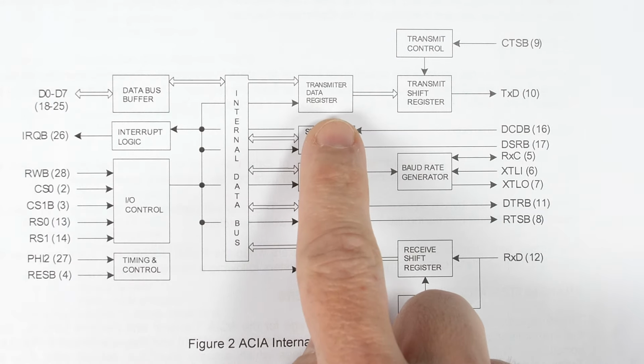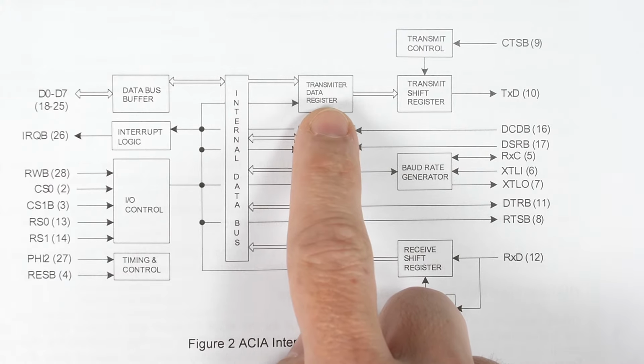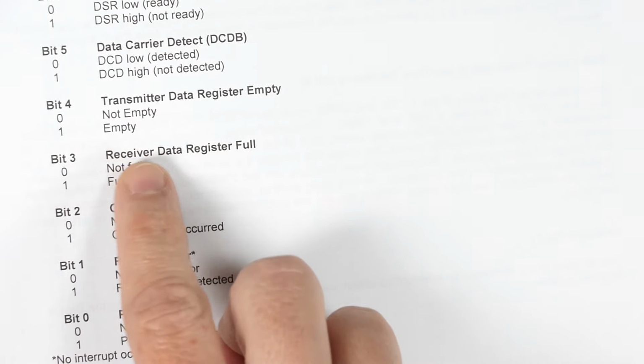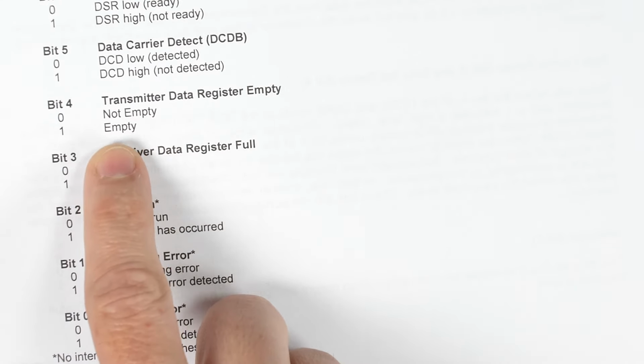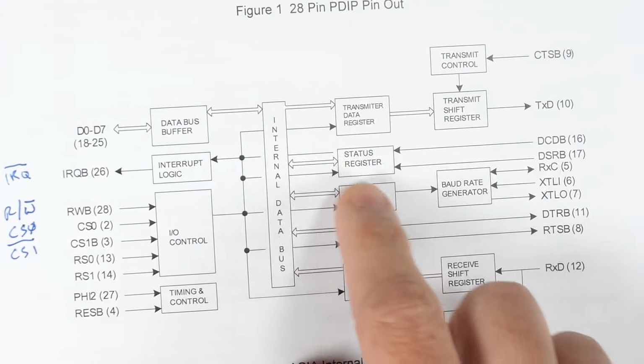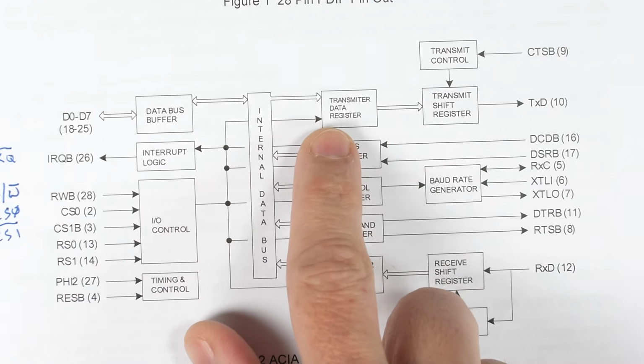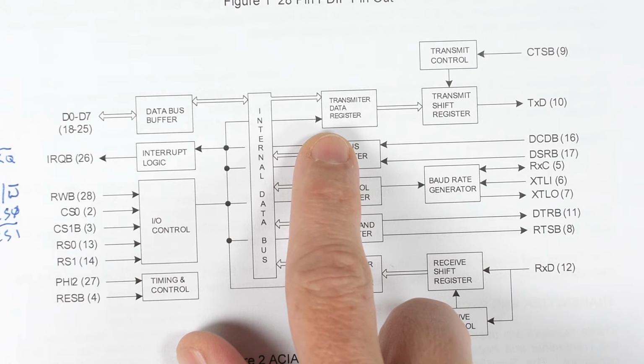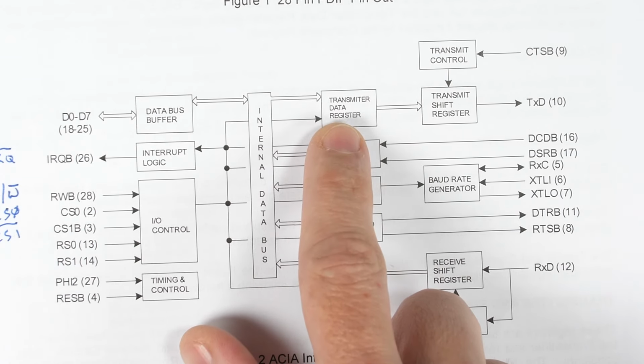But remember, when we write a character to the transmit data register, we are supposed to wait until the transmit data register empty bit indicates that it's empty. Otherwise, if we just call that subroutine again to write another character to the transmit data register, it's going to overwrite the character that we're trying to transmit, and it's not going to transmit properly.